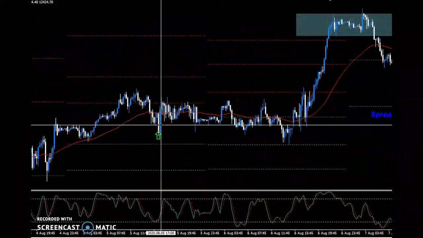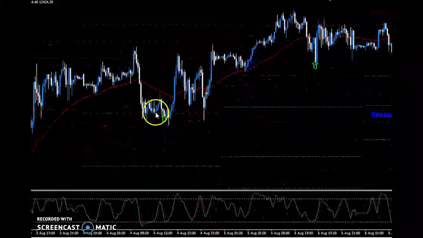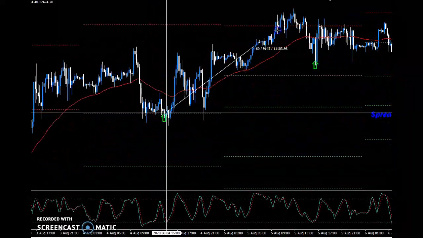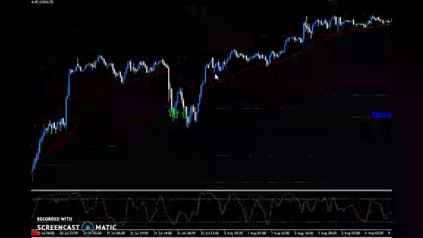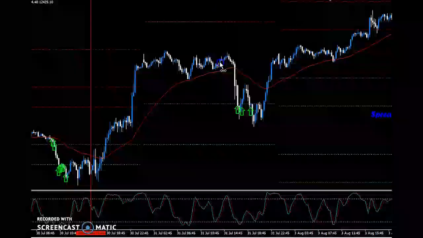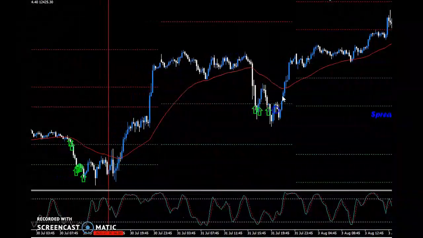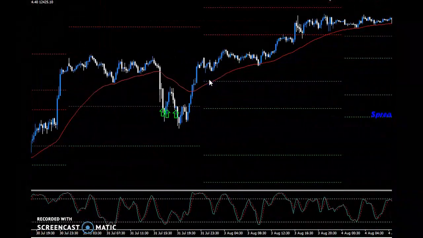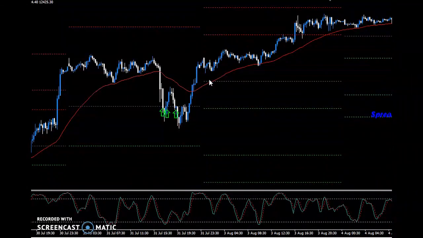We have another nice buy trade here, and another nice buy trade here, another nice buying area here, and this is the 31st now. So we've just reviewed 15 signals. Of those 15 signals, 11 of those went into profit, which gives us an accuracy of 73% for August.